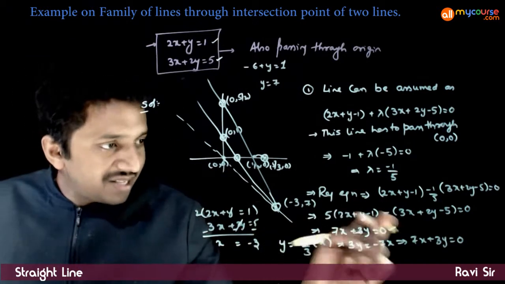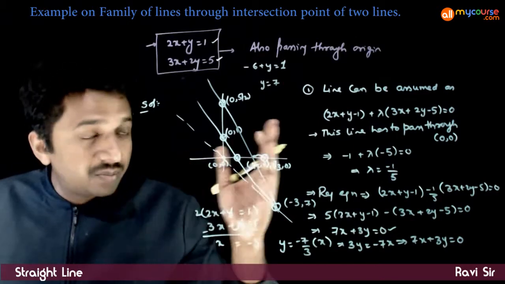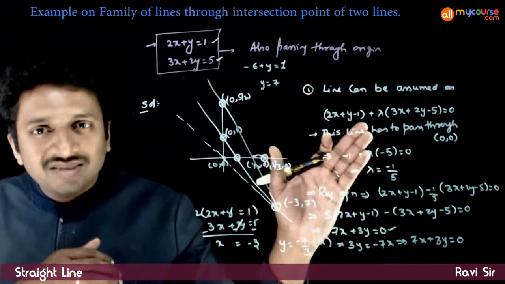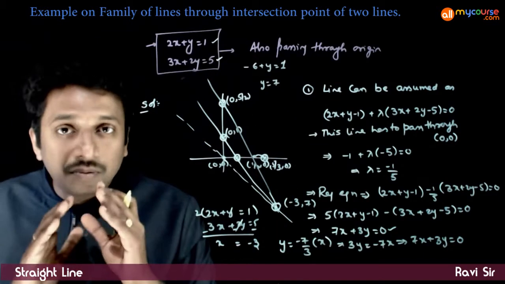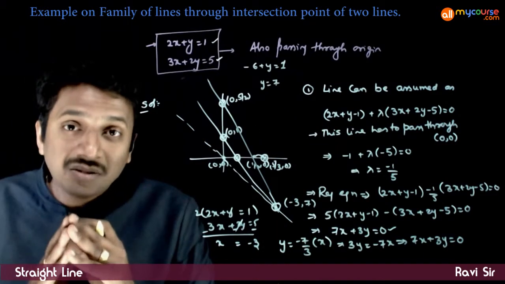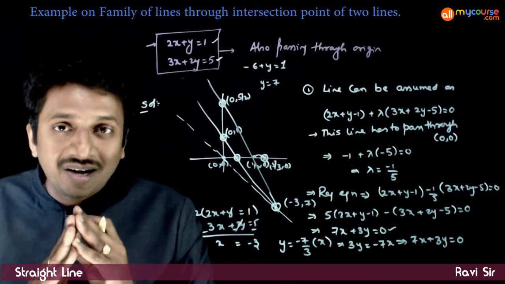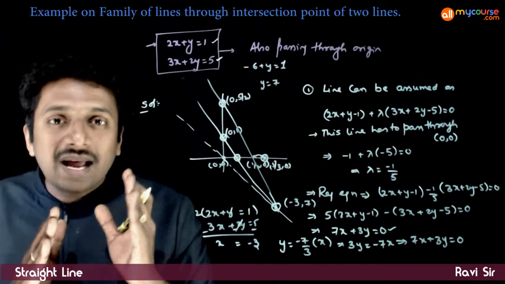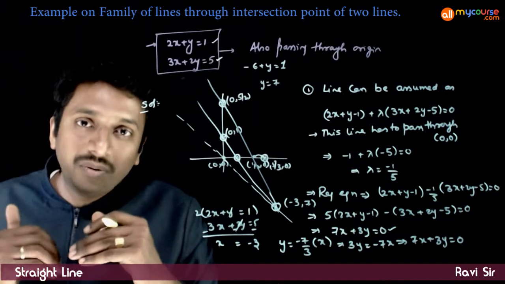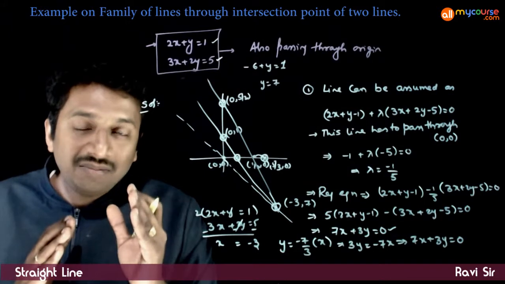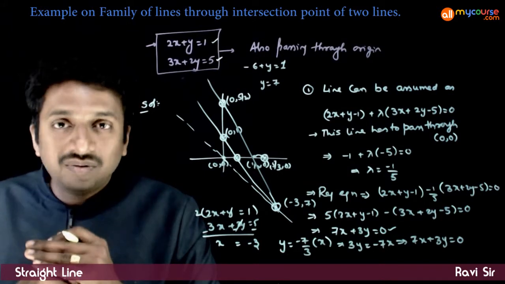So you can see that you got the same equation. It means this process works. And you can see that this is a much easier process. So any line passing through the intersection of two lines can be written as L1 plus lambda times L2 is equal to 0.